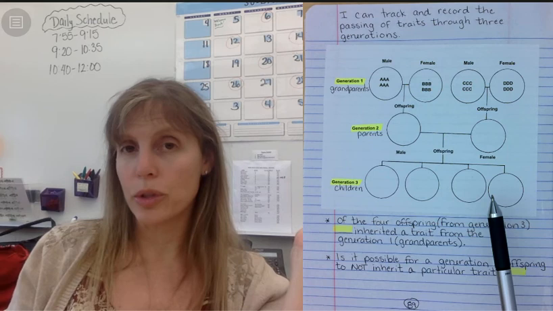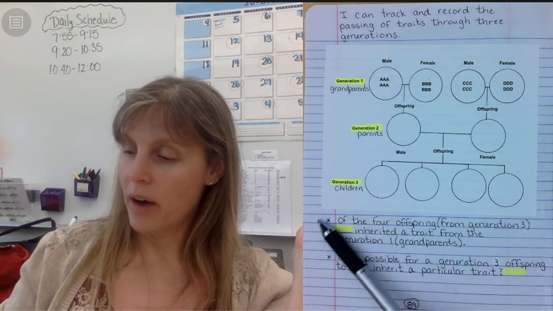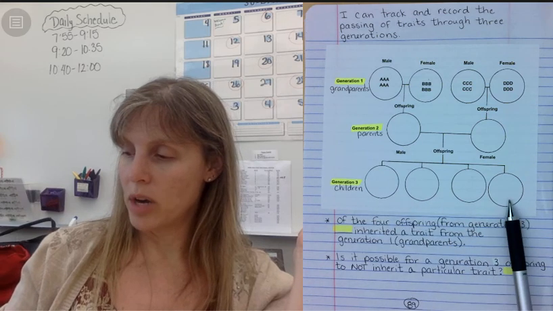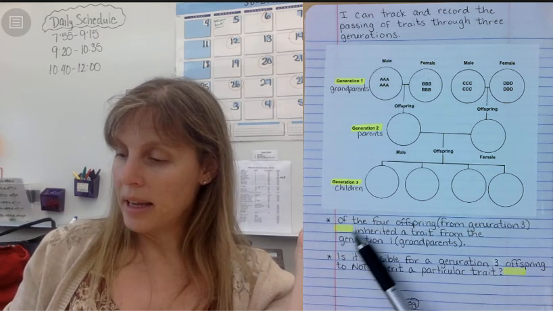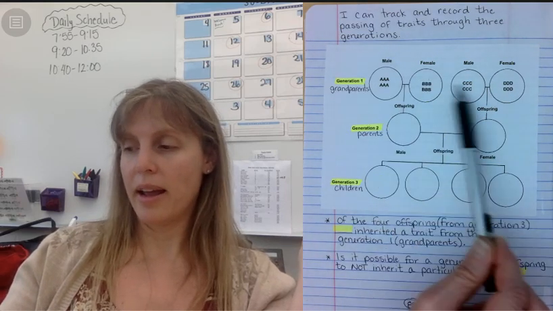And what you're going to do is follow the directions in the lab, and then you are going to try and figure out, of the 4 offspring from generation 3, how many inherited a trait from the generation 1 grandparents. So like if they inherit any of these traits.